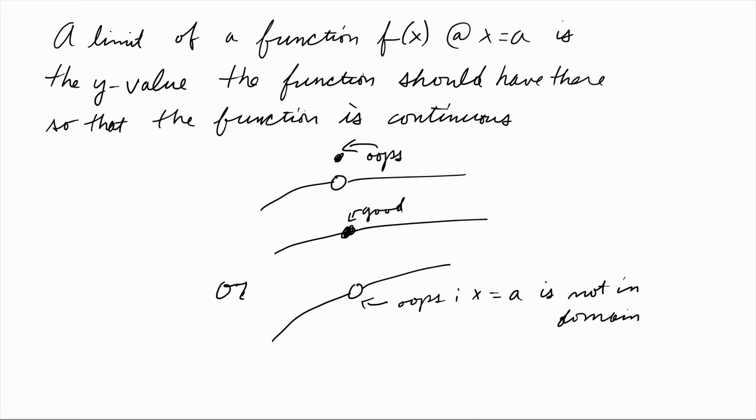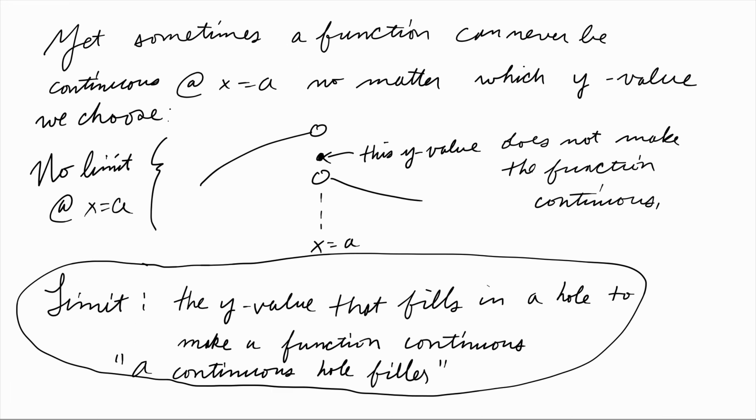But what about if we had a function like this? There is no y value that we can actually put in at this spot that would make the function continuous. This one wouldn't work, that one wouldn't work, no matter which one we pick. So the limit would not exist. So again, we can think of a limit as a continuous hole filler, if we can.